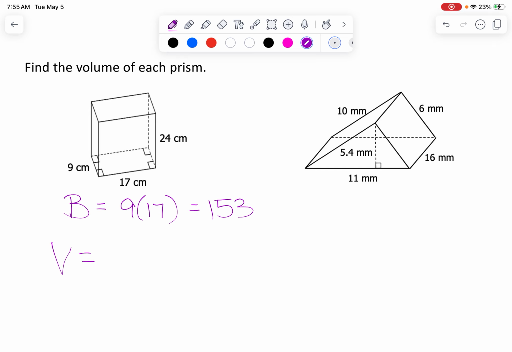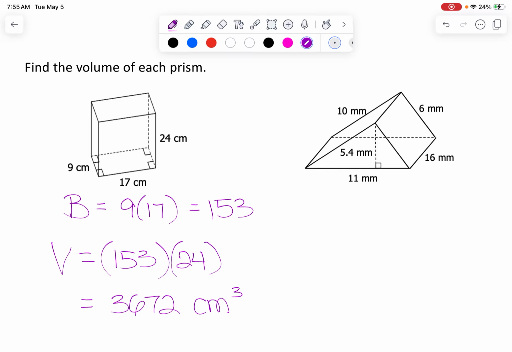So the volume is going to be 153, the area of the base, times the height, which in this case is 24. So take that times 24, we get 3,672 cubic centimeters. Remember, again, with volume we're finding how much space is inside this shape, so cubic units. Okay, that's it for that one.